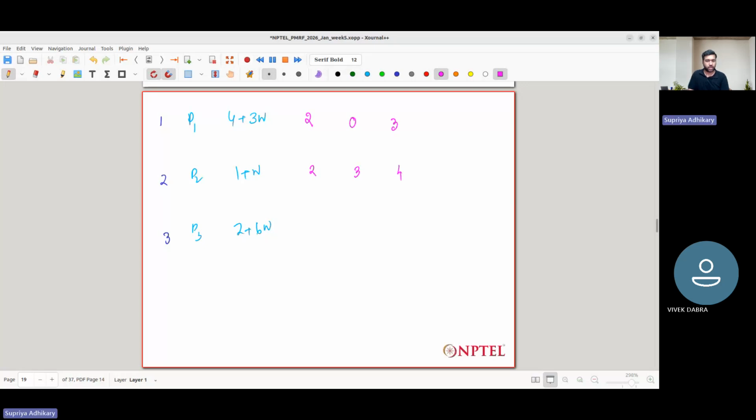And this one at 1 should be 8; 8 mod 5 should be 3. At 2, it should be 12, 14, so mod 5 it should be 4. And it's 18, 20, so it should be 0. So these are the values that are shared with P1, P2, and P3. P1 gets all these values, P2 gets all these values, and P3 gets all these values.